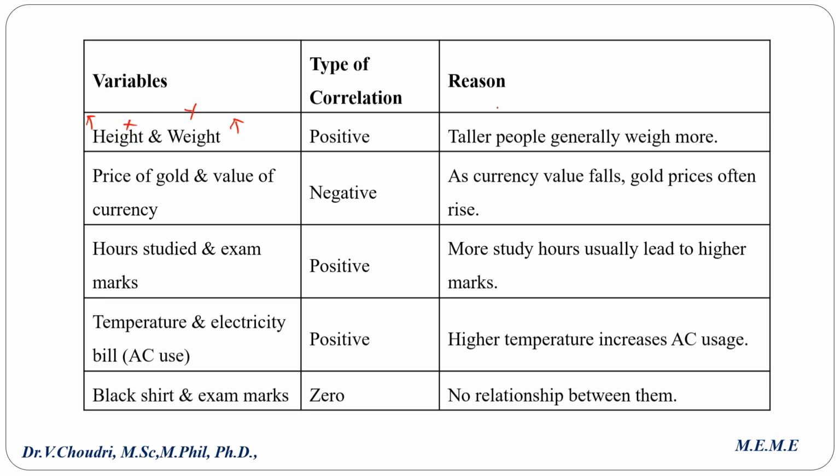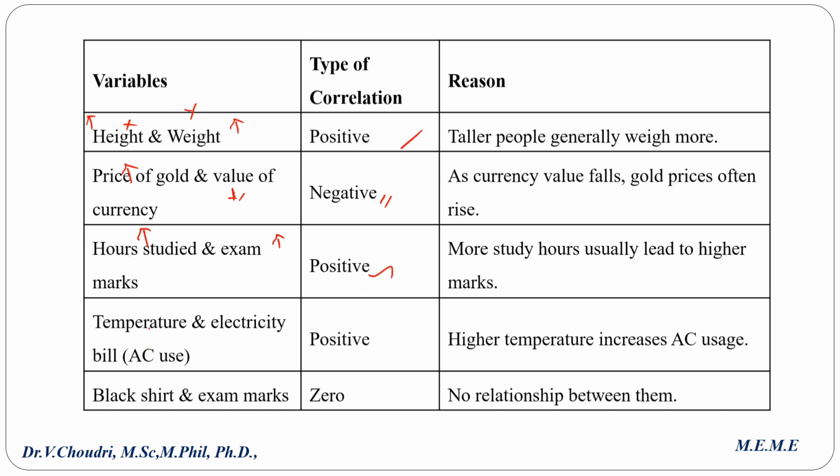When taller people generally weigh more, that is positive correlation. When the currency value falls, immediately the price of gold will increase. That is negative correlation. People think that if we increase the number of hours of study, we can get good exam marks. So student, if you extend your study hours, you may get good exam marks. That is positive correlation. Okay, this is a well-known example.